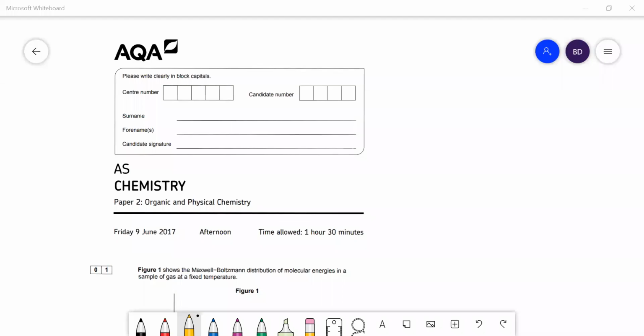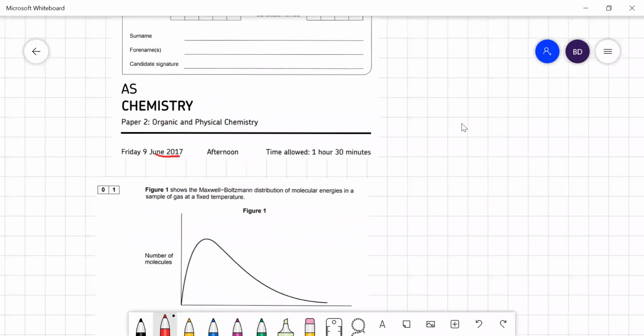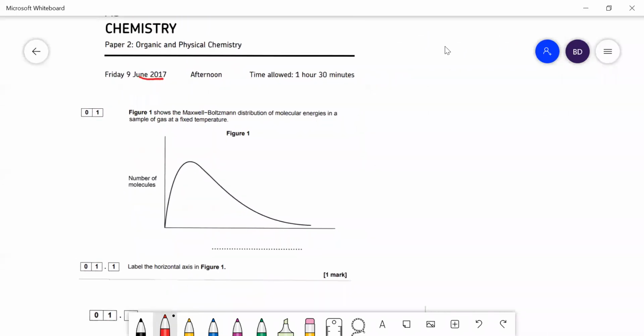In this video, I'm going to go through the AQA AS Chemistry paper from 2017, and this is paper 2. I'm going to do the first half of this paper in this video and the second half in another one.